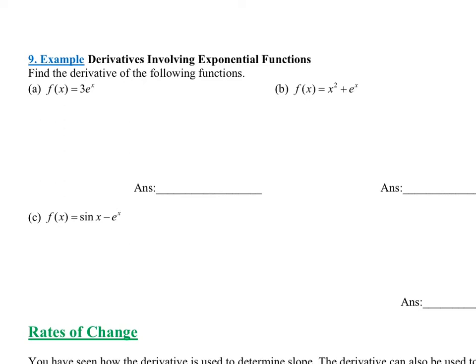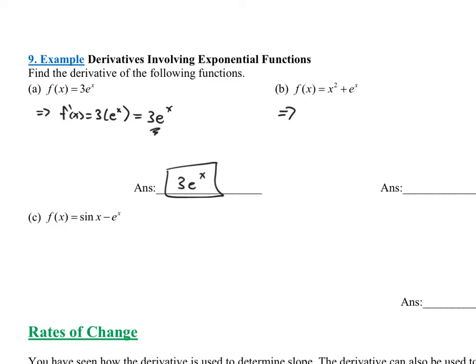So let's do some examples with derivatives of exponential functions. It says find the derivative of the following functions. A, f of x equals 3 to the x. So the derivative of that would be equal to 3 times the derivative of e to the x. Well, the derivative of e to the x is just e to the x, so that's 3e to the x. Very, very simple problem. With exponentials, I like saying copy, paste. Copy, paste is what I like to say, okay?